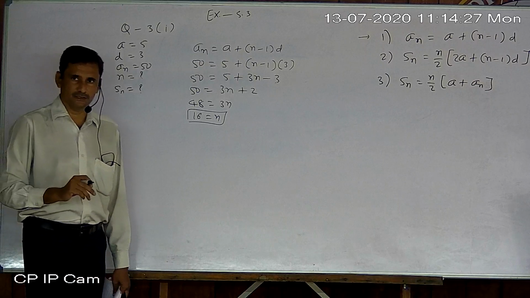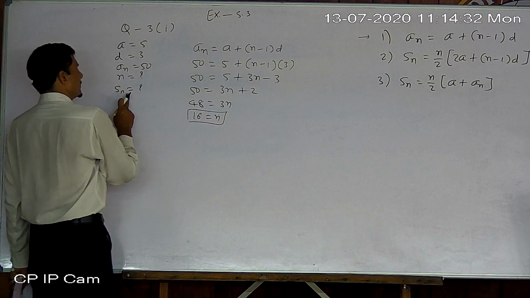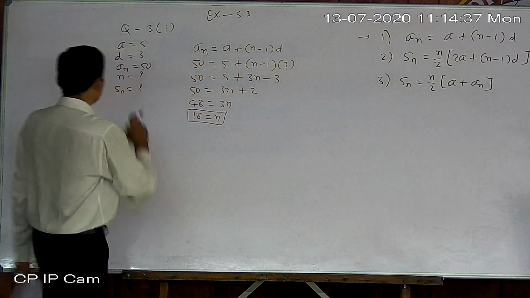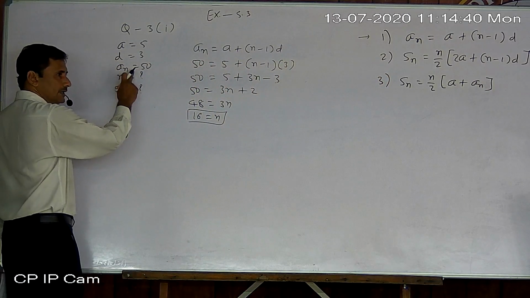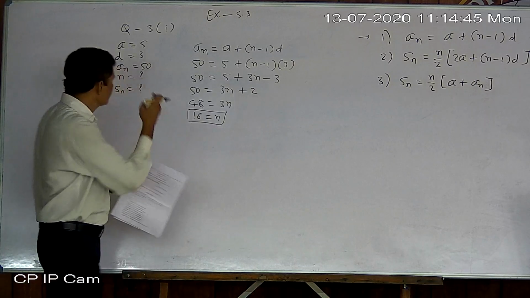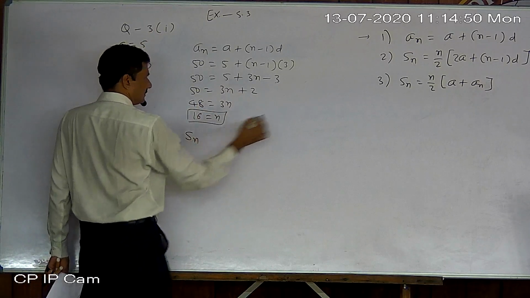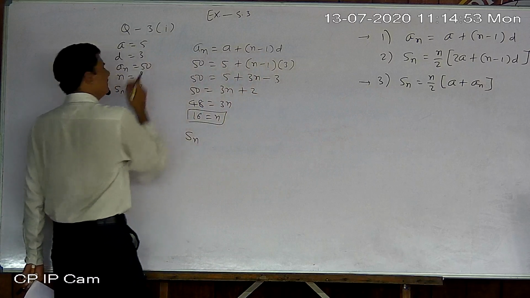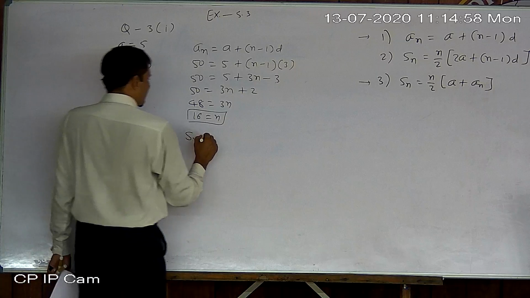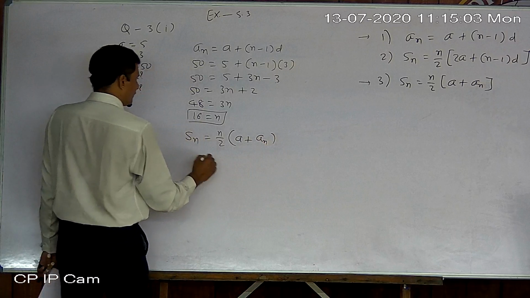Now using that answer, we find the last one. Now you can use either the second or the third, any, because the last term itself is given. Just like the second question, this is the third formula. So now I use the third formula, this one. Why? Because an is given. Sn equal to n by 2 into a plus an. Now write everything.